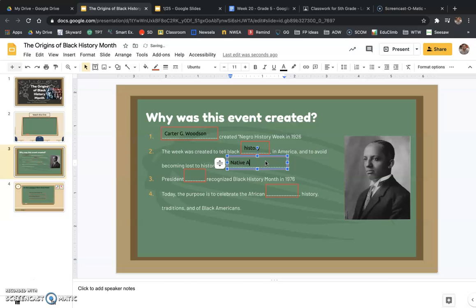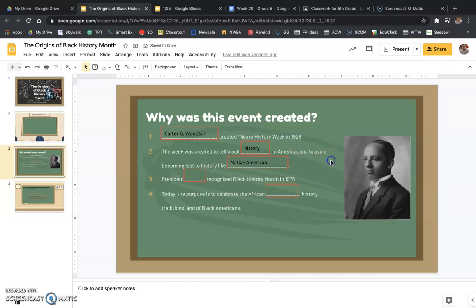Okay, we talked a little bit about how sad the Native American story is in our country. Carter G. Woodson did not want to lose the history of their group, of their people, just like the Native Americans had. All right, there's a lot of history that was lost because a lot of it was not written down, and it did not get passed down to the next generations. And he did not want that to happen to African Americans in our country. Okay, so that was kind of the reason why he decided to start this week.